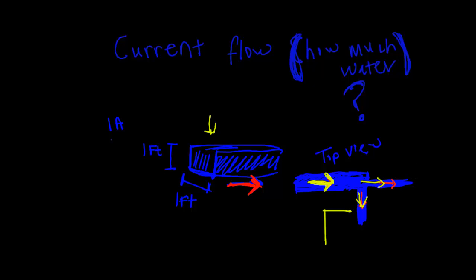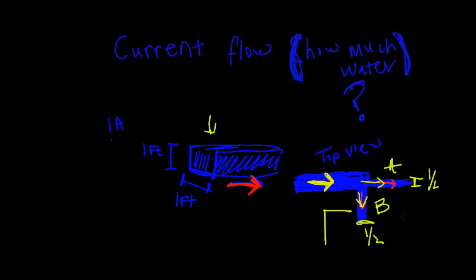Now let's say that this is 1/2 of a foot wide, and it's still 1 foot deep, and this is 1/2 of a foot wide. Now, as you would expect, all of the water is going to flow through. We'll call this one A, and we'll call this B. So half of the water is going to flow through A, and half of the water is going to flow through B.